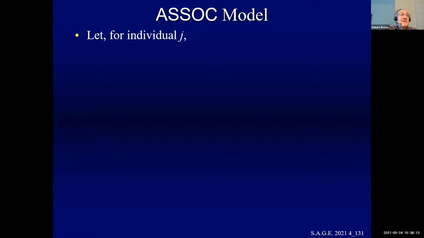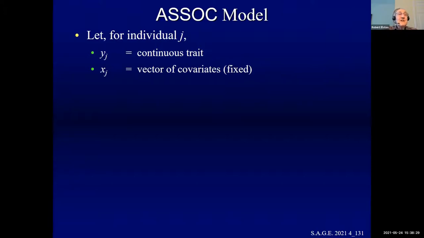So let us, for individual J, have some continuous trait, YJ, and XJ is a vector of covariates. These are fixed covariates. Each individual has a set of covariates. They're considered fixed in the statistical sense. They're not random. And let GJ be an additive polygenic effect. This in the statistical sense is random. We do not observe it.